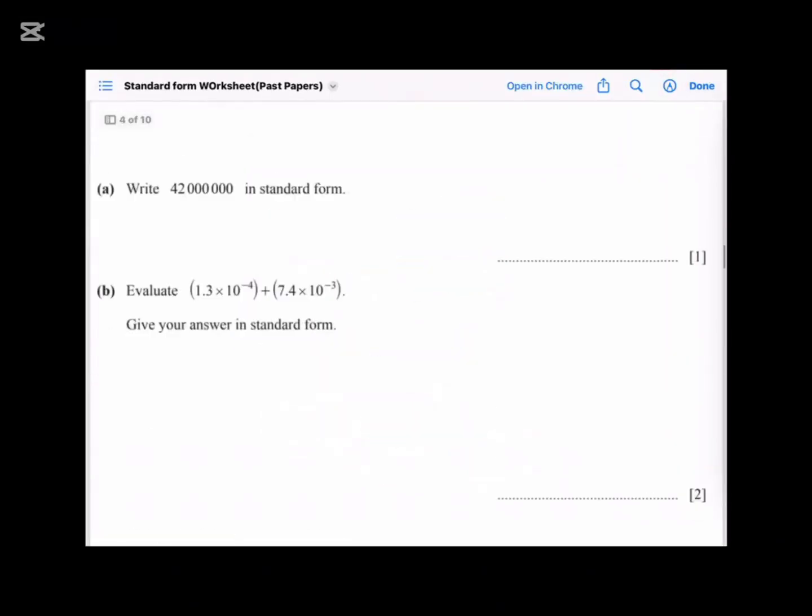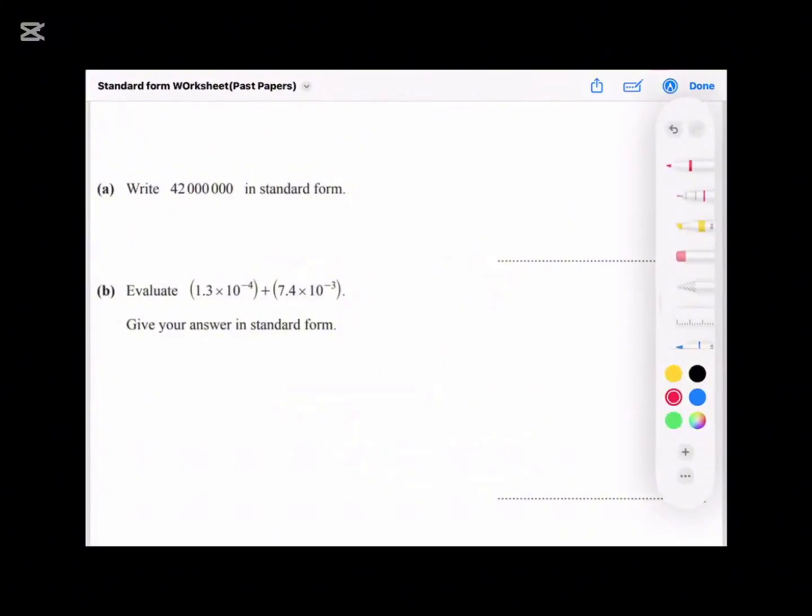Now another question. Now there is no decimal point. This means the decimal point is at the end. Now how many steps? 1. We have to convert it to standard form. 1, 2, 3, 4, 5, 6, 7. 4.2 multiplied by 10 to the power 7. Because we have moved the decimal point to the left side. When we move left side, the power will be positive.